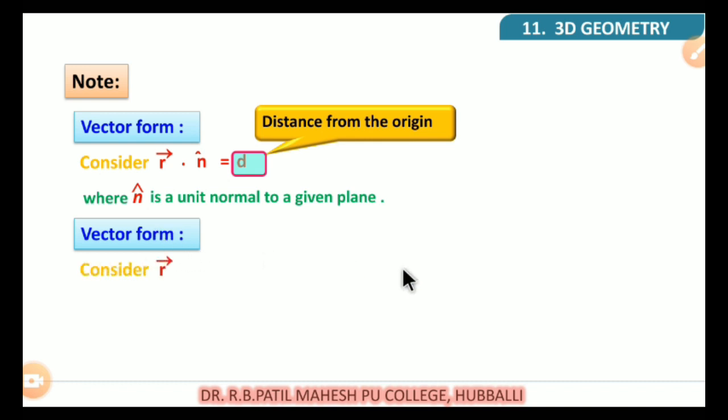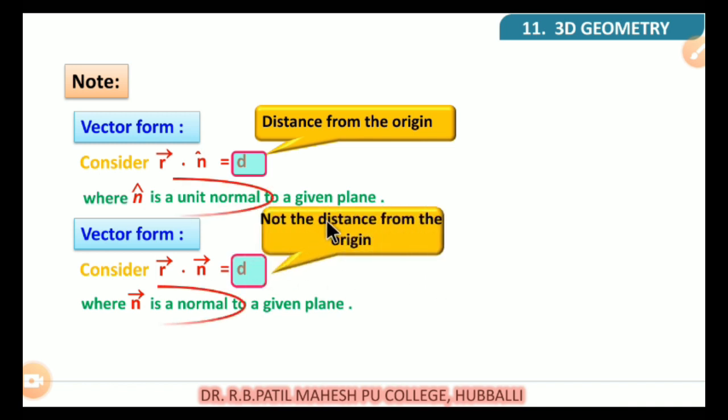Consider r dot n vector is equal to d, where n vector is a normal vector to a given plane. So in this case it is n vector, so this d is not the distance from the origin, because the difference is that n cap is the unit normal. So in the unit normal case, d becomes the distance of the plane from the origin, but where n vector is normal to the given plane, in this case d is not the distance of the plane from the origin. So please students remember these points here.